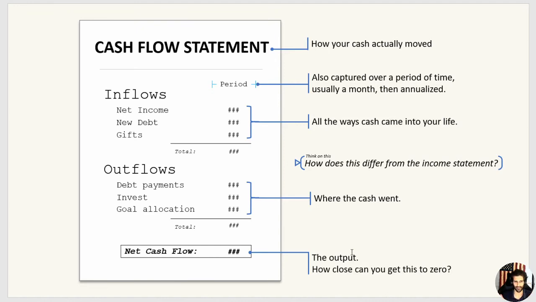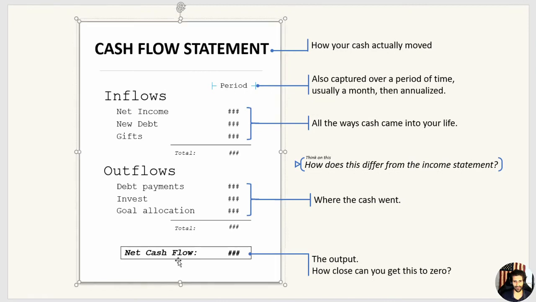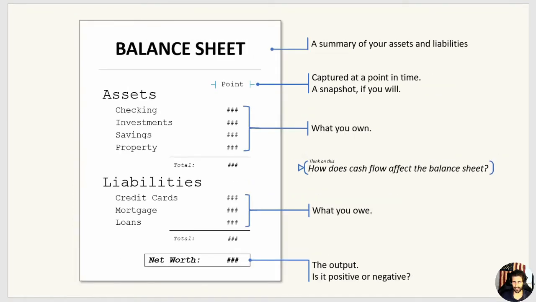I don't know what to do. I'm just going to sit here. And if it's sitting there in a bank account, a checking account, a savings account, a money market account for extended periods of time, that cash is not being utilized to its fullest potential. So the output of the cash flow statement is net cash flow, and that doesn't go into the balance sheet, but it describes how the balance sheet changes.